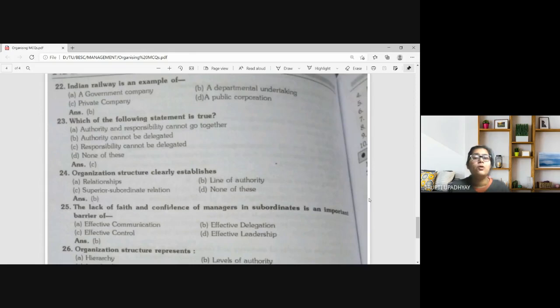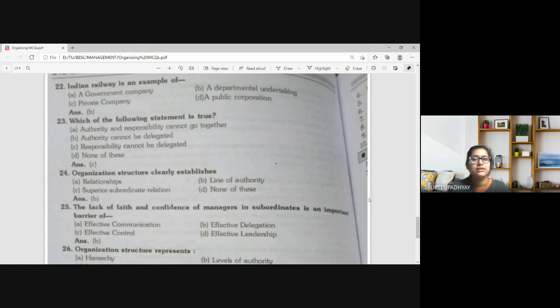Which of the following statement is true? A, authority responsibility cannot go together. B, authority cannot be delegated. C, responsibility cannot be delegated. And D, none of these. Answer for this question is responsibility cannot be delegated.